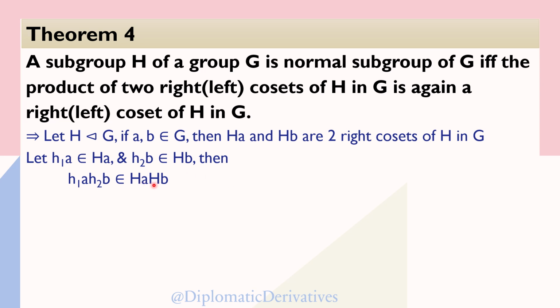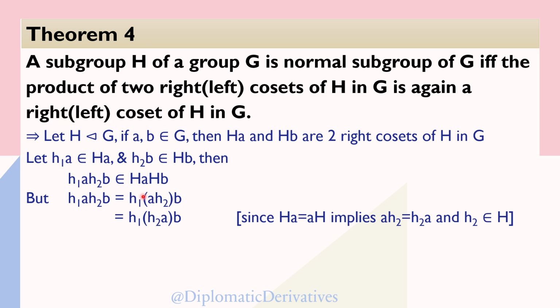Then what you have to prove is the product. You multiply these two elements, that is you take h1a and multiply it with h2b. This product element will belong to Ha times Hb, logically. But how can you write h1a h2b? In this step you're basically just adding a bracket in the middle. So h1a h2b can be written as h1, then (a h2) in the bracket, and b outside. Now this a h2 can be written as h2a, just swapping a and h2.